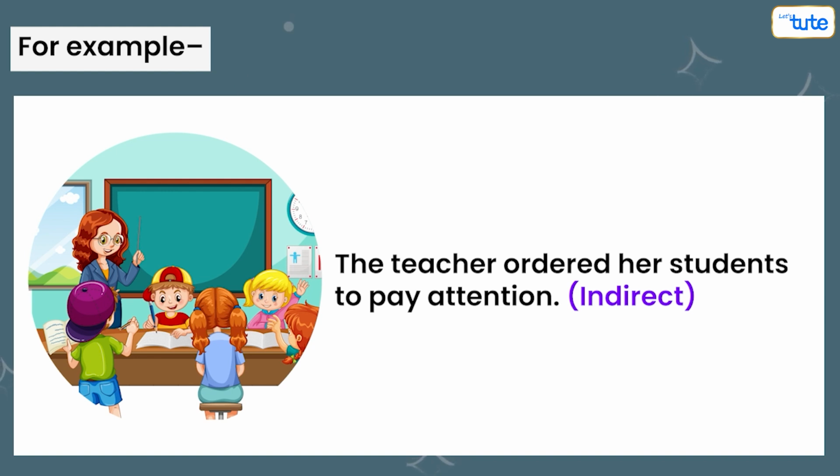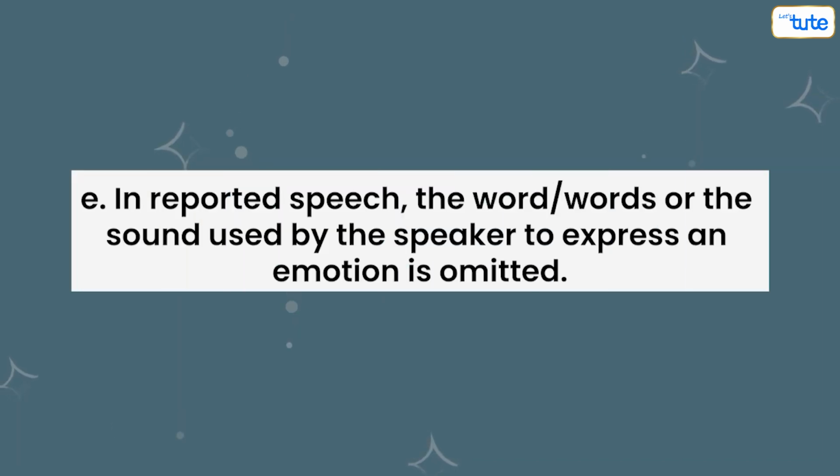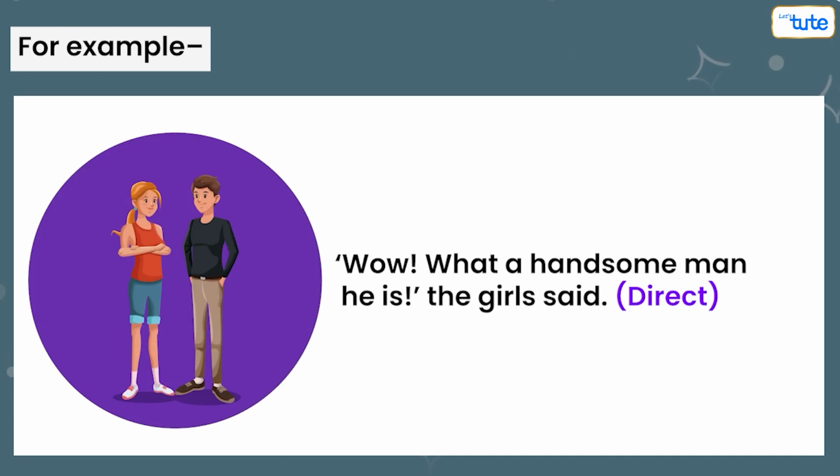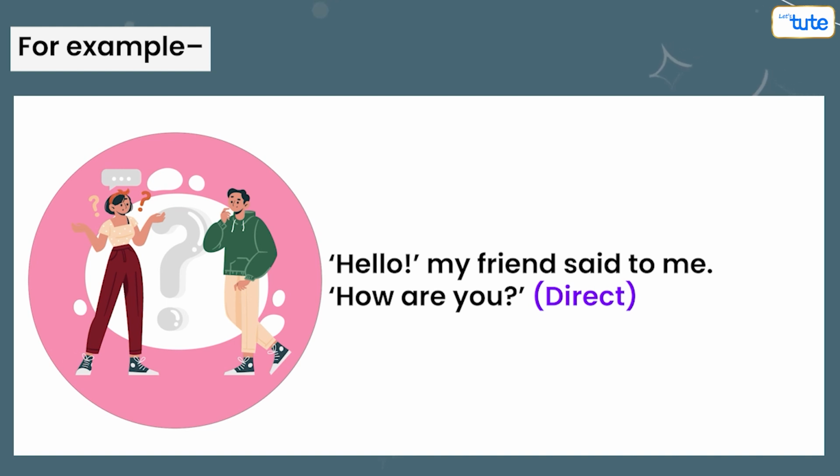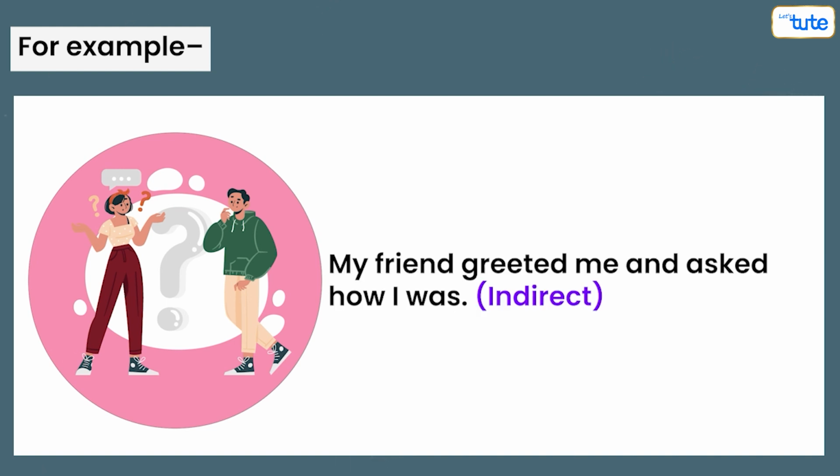Let's go for the next rule. In reported speech, the word or words or the sound used by the speaker to express an emotion is omitted. Example, direct speech, "Wow, what a handsome man he is," the girl said. Indirect speech, the girl exclaimed what a handsome man he was. Next, direct speech, "Hello," my friend said to me, "how are you?" Indirect speech, my friend greeted me and asked me how I was.